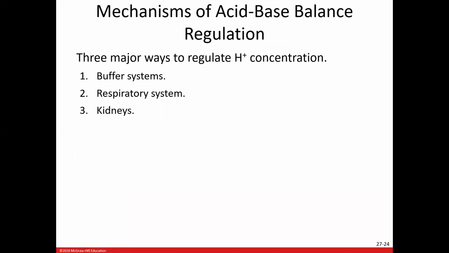So there are three ways that acid-base balance is regulated, because we want to make sure that the blood does not get too basic or too acidic, because when it becomes too acidic or too basic, things won't function as well as they need to and can start breaking down and denaturing proteins. So we want to keep it within a certain tight range. The three ways this is done is through buffer systems, through the respiratory system, and then through your kidneys.